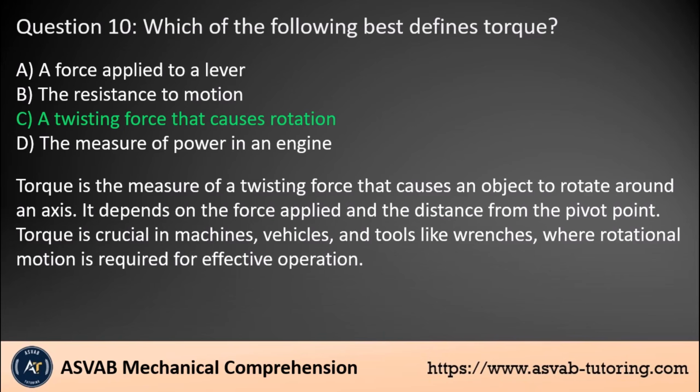Explanation: torque is the measure of a twisting force that causes an object to rotate around an axis. It depends on the force applied and the distance from the pivot point. Torque is crucial in machines, vehicles, and tools like wrenches, where rotational motion is required for effective operation.